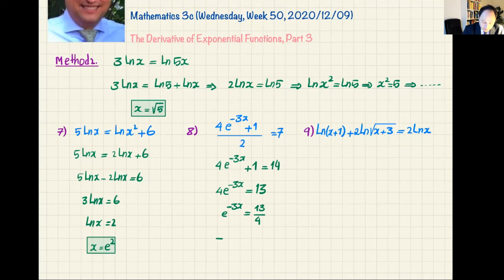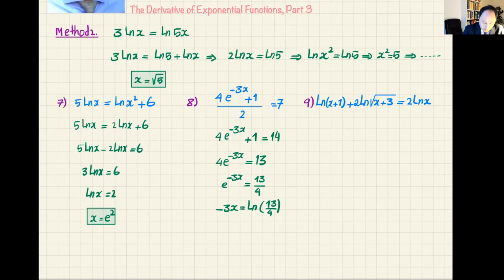Then I would realize that minus 3x, which is the unknown exponent on top of e, becomes ln of this number. I am looking for x, so I divide by minus 3, or in other words, I multiply by minus 1 over 3. So it becomes minus 1 over 3, ln of 13 over 4. This is the exact value. I want you to keep the exact value unless it is explicitly mentioned in the problem itself. So that's the answer to this problem.